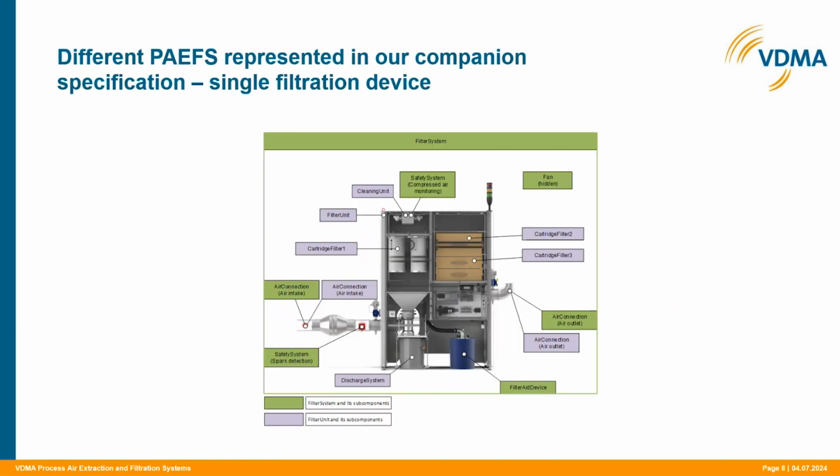In the next 3 slides, I'm going to show you the variety of those systems. First, it's a simple system that has a lot of subcomponents. You've got an air intake, a spark separator, air intake valves, the filter cartridges, a filter cleaning unit, secondary filter cartridges, and a filter aid device. So this is a simple system that has a lot of subcomponents installed in it.